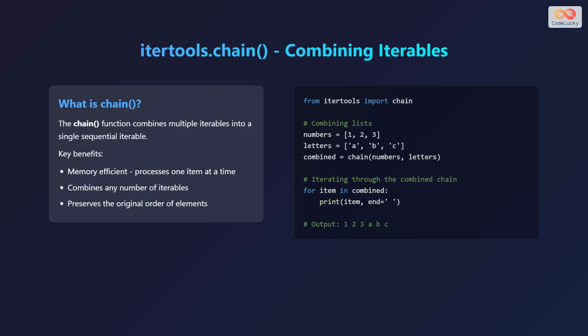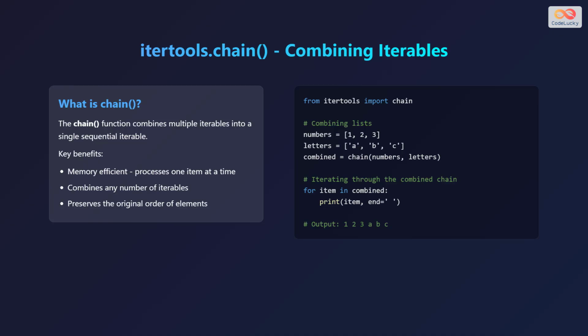First, let's discuss the chain function. The chain function combines multiple iterables, such as lists or tuples, into a single sequential iterable. The key benefits include memory efficiency, as it processes one item at a time. It can combine any number of iterables and preserves the original order of elements.